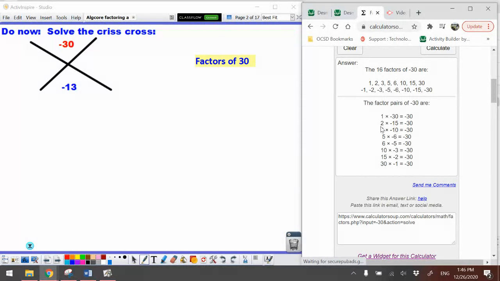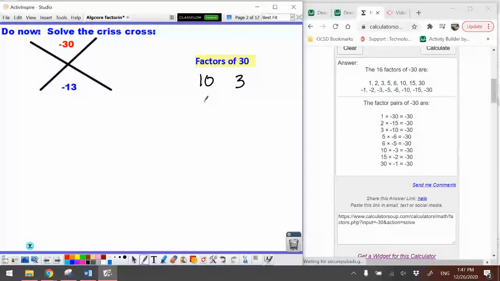So I see that I have 2 and negative 15, and I have 15 and negative 2. And I also have 10 and negative 3. So positive 10 and 3, 15 and 2, both of those will give me 30. Well, I need a negative 13 and a negative 30. So remember, if this is negative, then I need to have one negative and one positive. So if I make the 10 negative and the 3 positive, that gives me a negative 7. So that will not work.